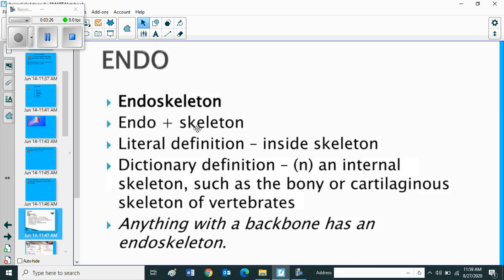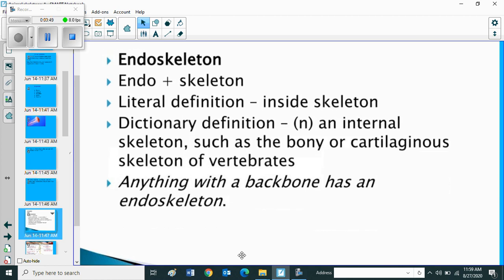Next, we can learn about the endoskeleton. Endoskeleton means a skeleton which is present inside. An internal skeleton, such as the bony or cartilaginous skeleton of vertebrates. Anything with a backbone has an endoskeleton.